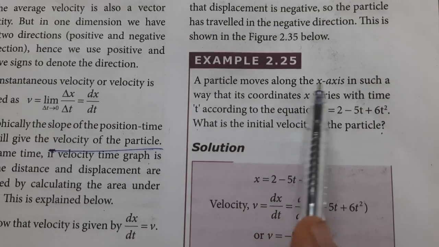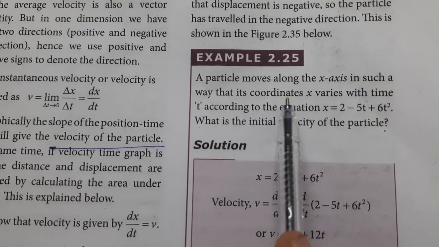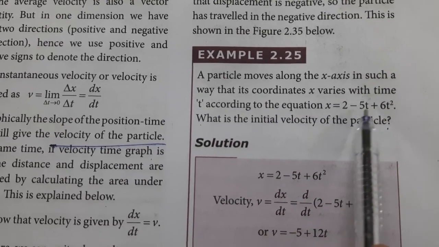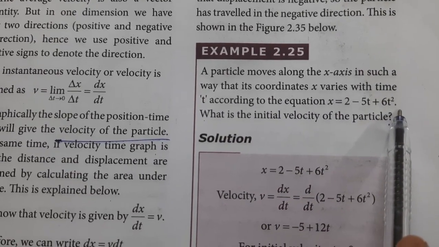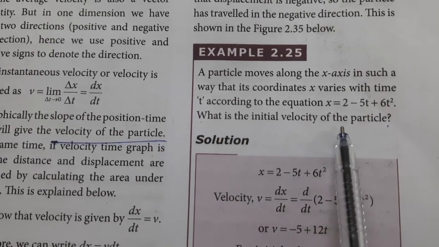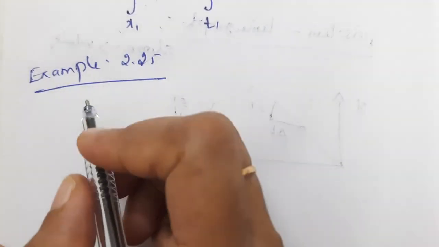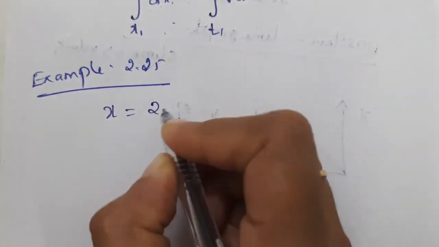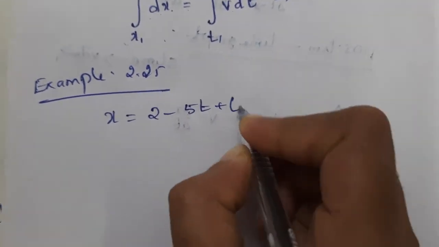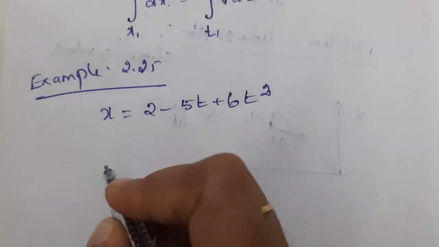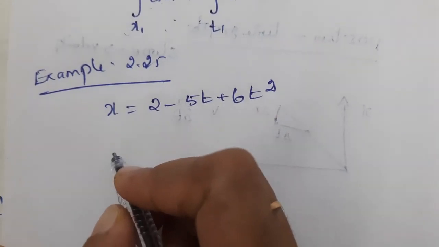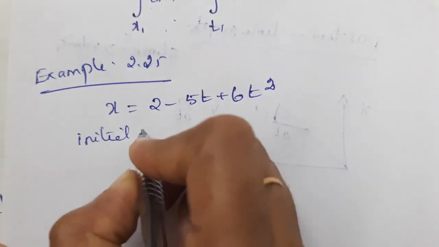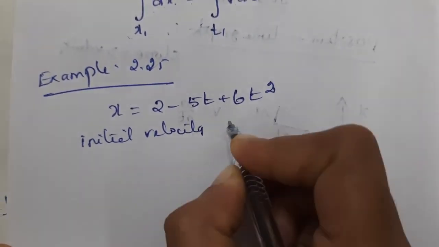A particle moves along the x-axis in such a way that its coordinate x varies with the time t according to the equation x equal to 2 minus 5t plus 6t square. What is the initial velocity of the particle? So the displacement is given. That is position where x is equal to 2 minus 5t plus 6t square. Now they asked to calculate the initial velocity. So what is initial velocity?